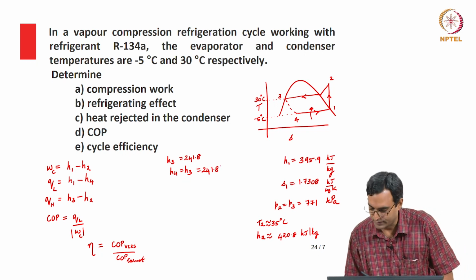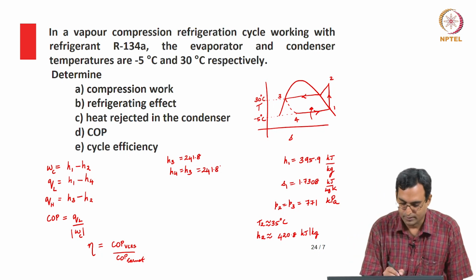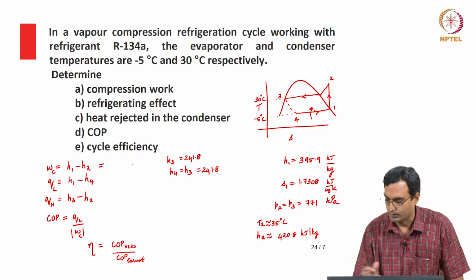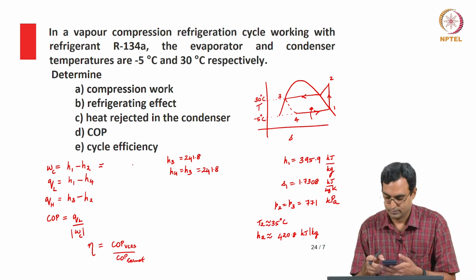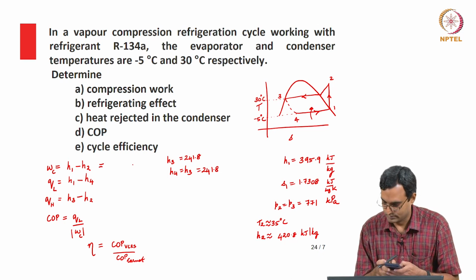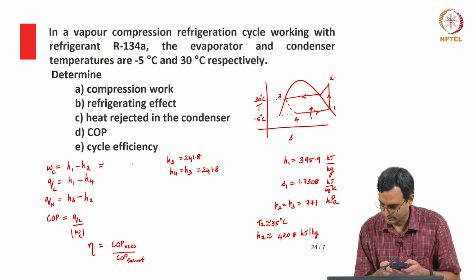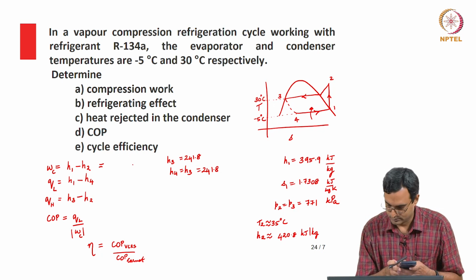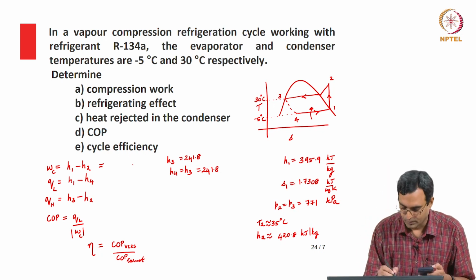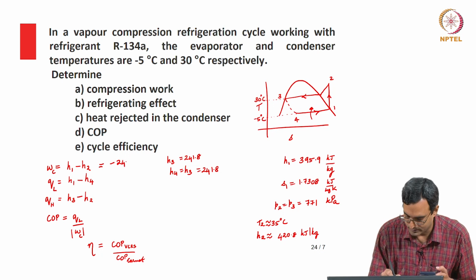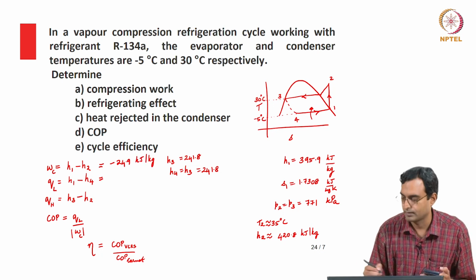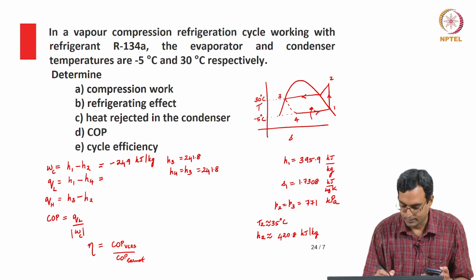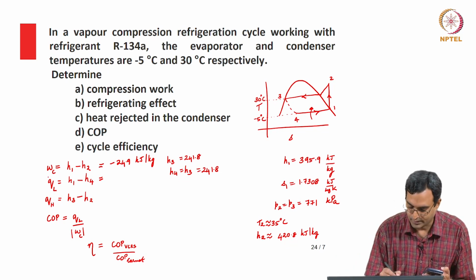So, now we have all of the enthalpy values, so we can just substitute it here. Work is H1 minus H2, which is minus 24.9 kilojoule per kg. The value is negative because it is work done on the system, or if I want the mod of this, I can write it as positive.